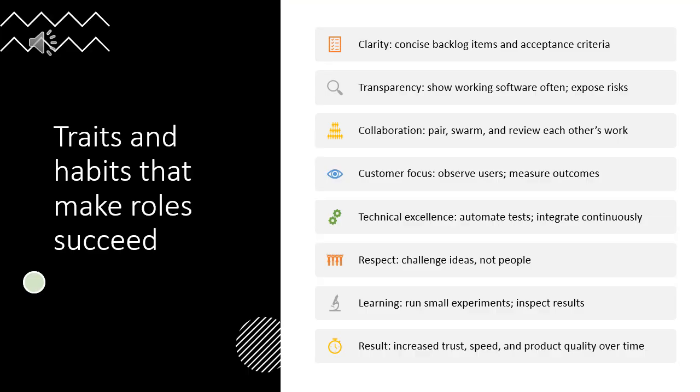Roles succeed through shared habits and skills. Clarity: write concise backlog items and acceptance criteria. Transparency: show working software often and expose risks. Collaboration: pair up, swarm, and review each other's work. Customer focus: observe users and measure outcomes.